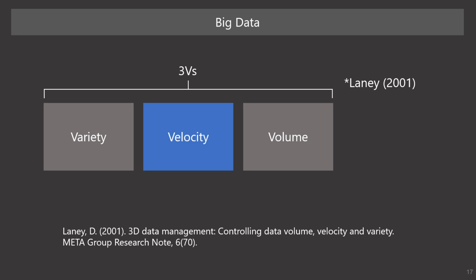Velocity refers to the speed of generating data. Big data is collected on a real-time basis from social media, POS system, IoT system, and so on. Volume means the amount of data. The amount of data is large when the dataset contains a large number of observations or a large size of data such as video data.